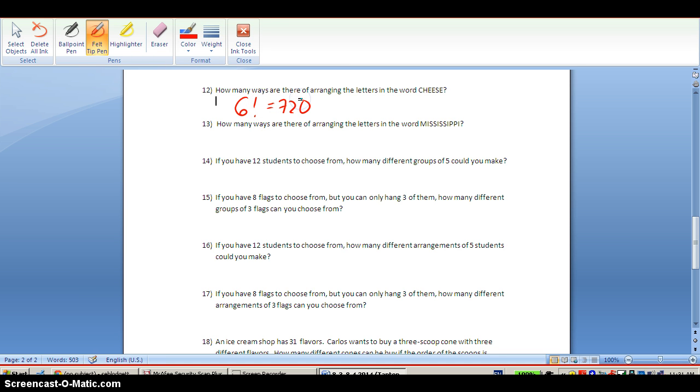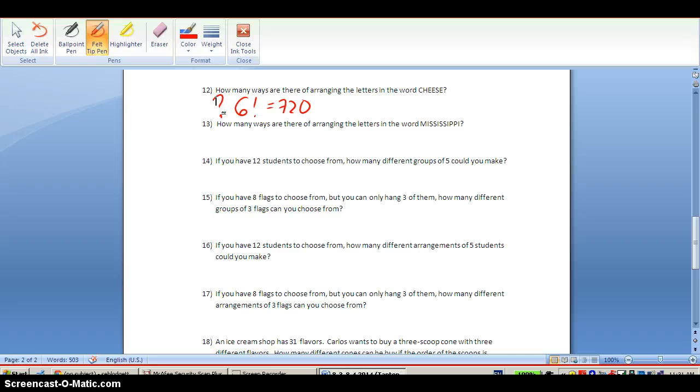Okay, this is only if all the letters were different. But in this particular case, we have 3 letters that are actually the same. There's an E, an E, and an E.